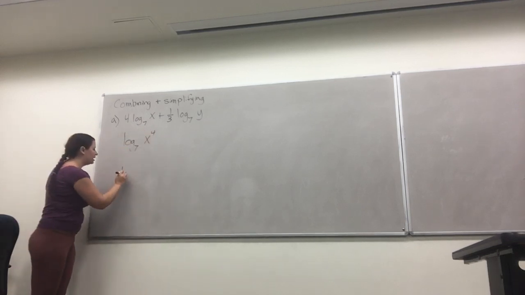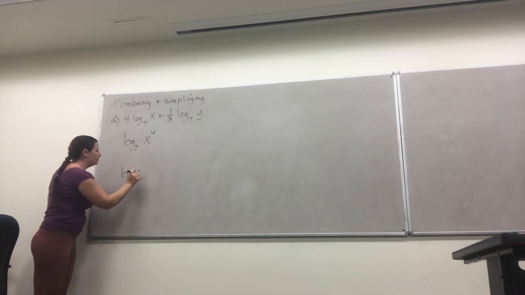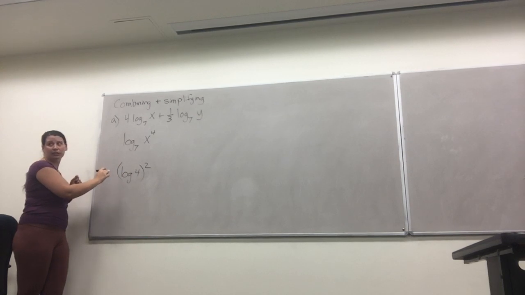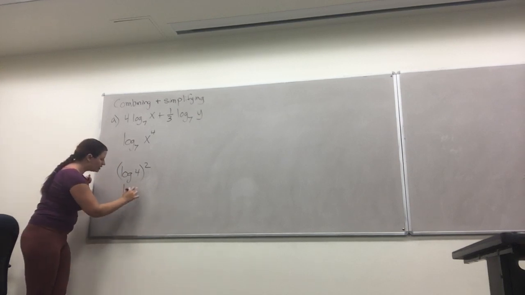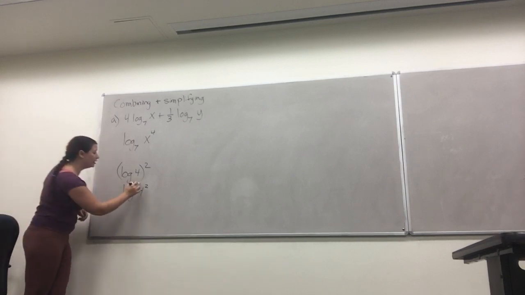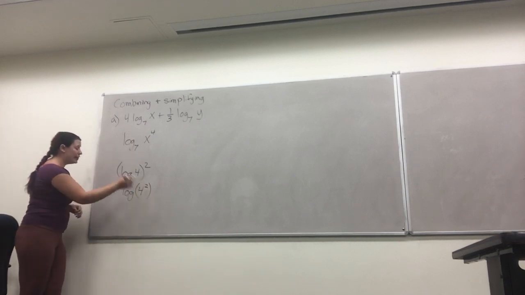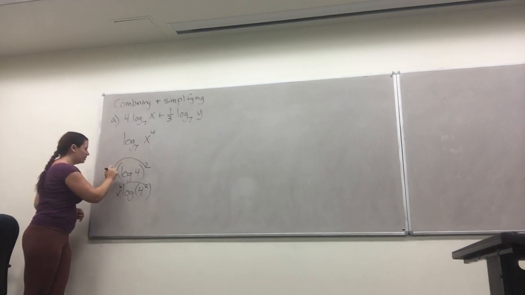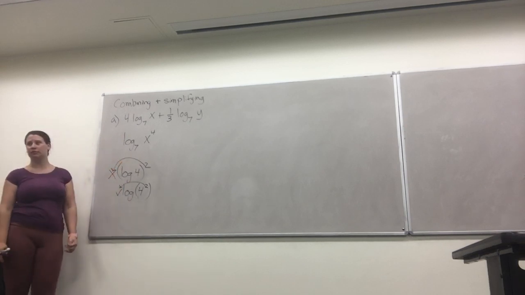Okay, so if we had log of 4 squared, we can't move that down out front. But if we had log of 4 squared, where the 4 is the squared part, and it's inside, that we can move to the front. This, we can't. Okay?